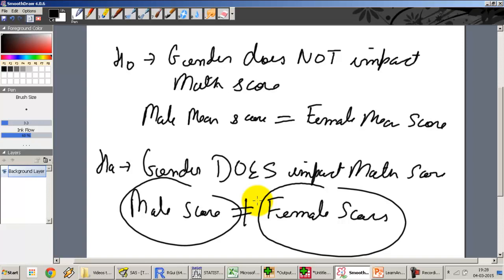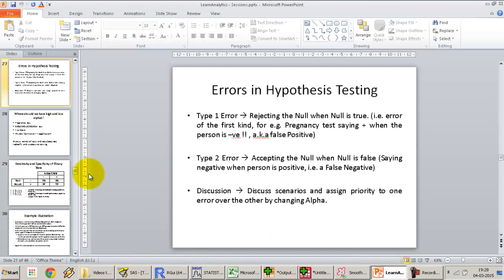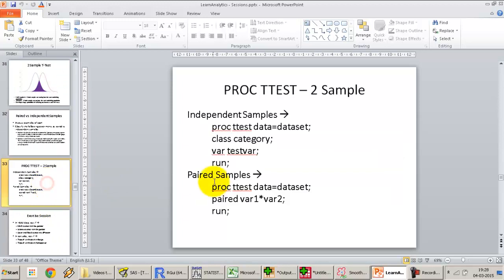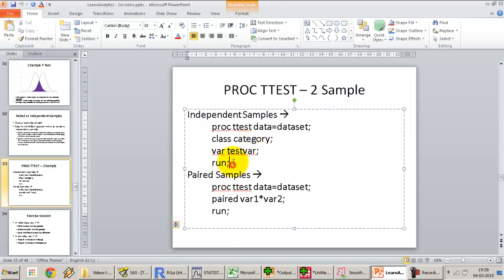So given the context, now I'm going to talk about how we actually go about doing a two sample t-test. The procedure to do it across all different tools is almost the same, except in SAS obviously we have to write some code. So I've got the example SAS code for doing a two sample t-test, and we're going to look at the independent samples test first. I will cover paired samples later. So the independent samples test syntax looks something like this.